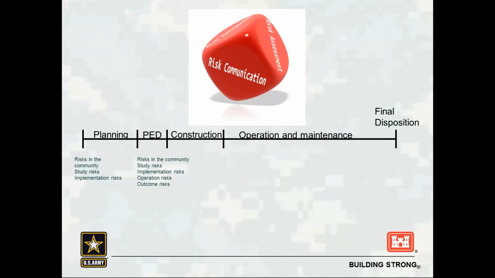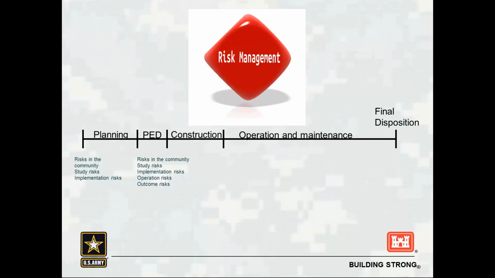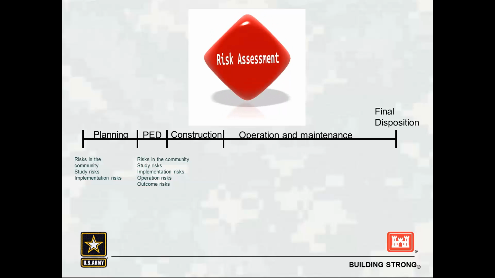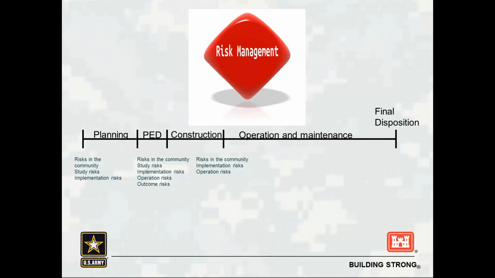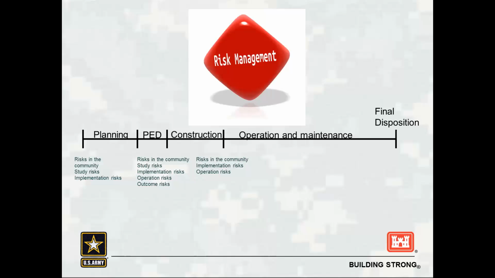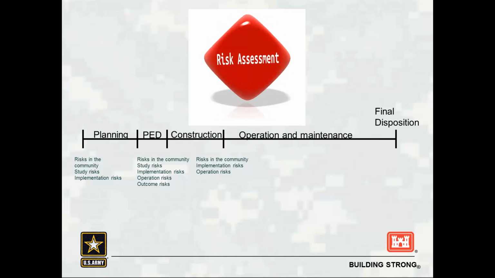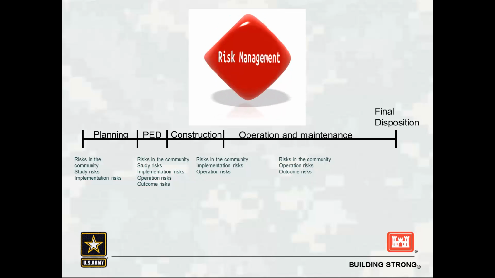This remains a pretty consistent set during the PED stages, but we also add some interest in operation risks at that point. Once you move into construction, risks in the community, implementation risk and operation risks are the primary focus. Outcome risks are certainly still important, but those are not going to be the focus during the construction stage of a project's life. During O&M, there is another shift.